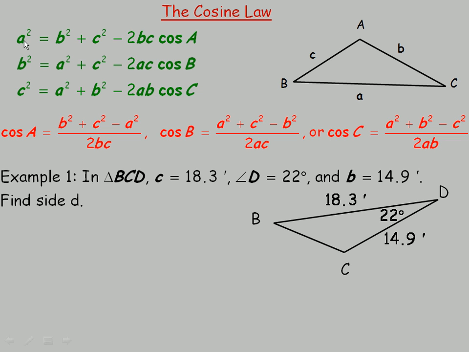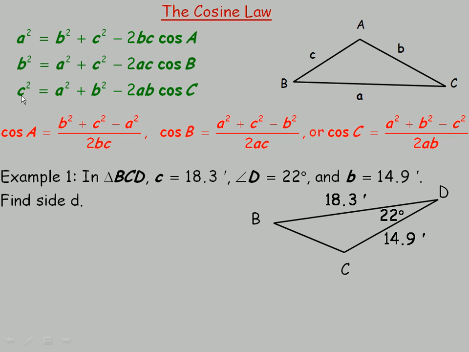If I want to find side A in this triangle, a squared would equal b squared plus c squared minus 2bc. Notice these are the same two sides as these sides here. And that's also multiplied by the cos of A. Again, the angle you need to know in order to find side A is angle A. If I want to find side B, I need to know sides A and C, the other two sides, and the angle opposite the side I'm finding. And similar for side C.